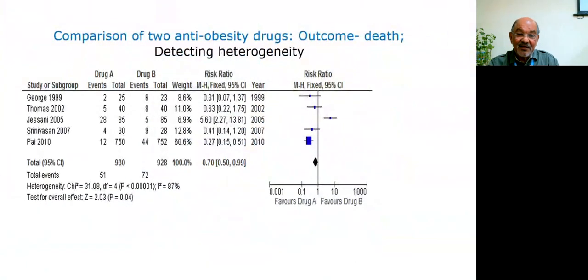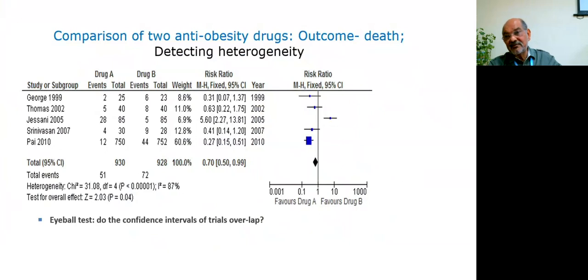So looking at detecting heterogeneity: is there heterogeneity? The first is the eyeball test. Do the confidence intervals of the trials overlap? Clearly, the third trial is so different from the others. They don't overlap at all, right?